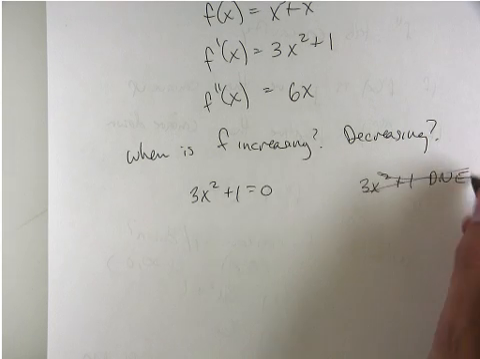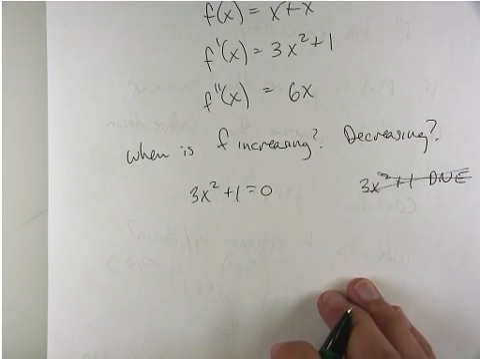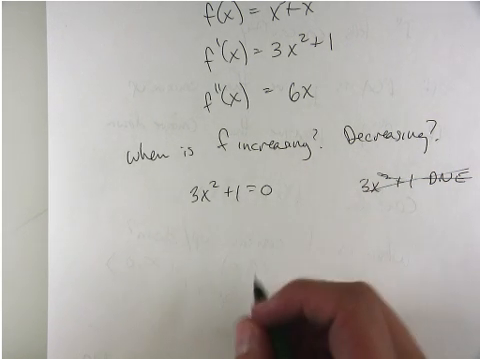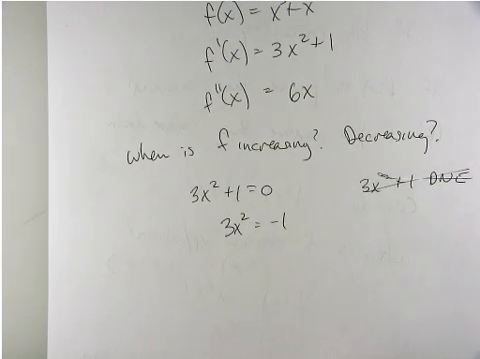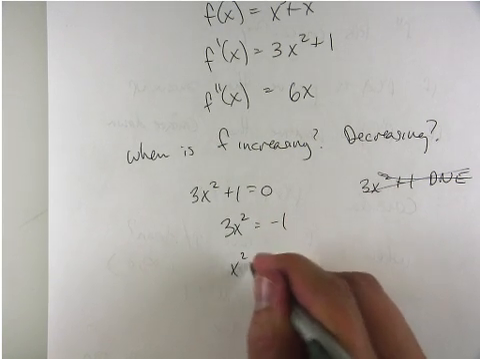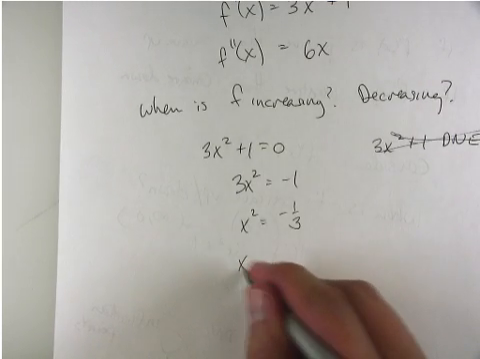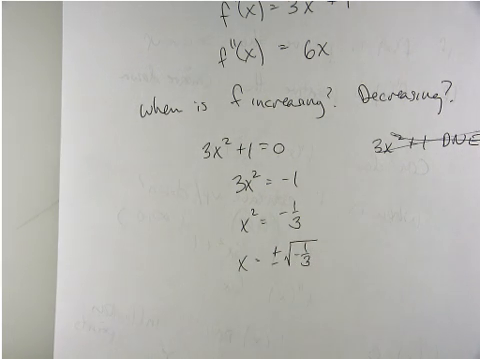And it will always exist, so I don't have to worry about that. There's not any division by 0 happening here. Nothing strange. I just have to solve this equation. So 3x squared is negative 1, which means that x squared is negative 1/3, which means that x is positive or negative square root of negative 1/3. Is that a real number? No, right? Square root of a negative number does not exist.